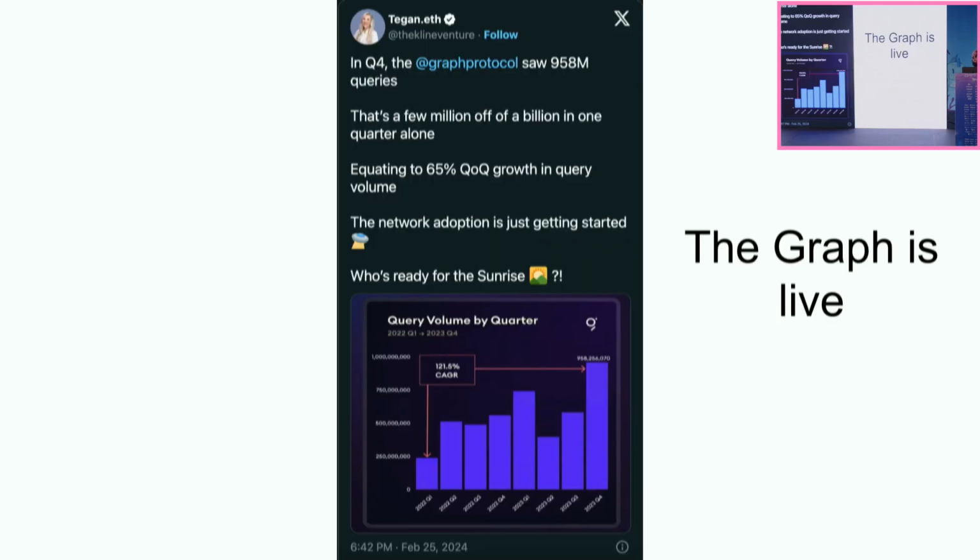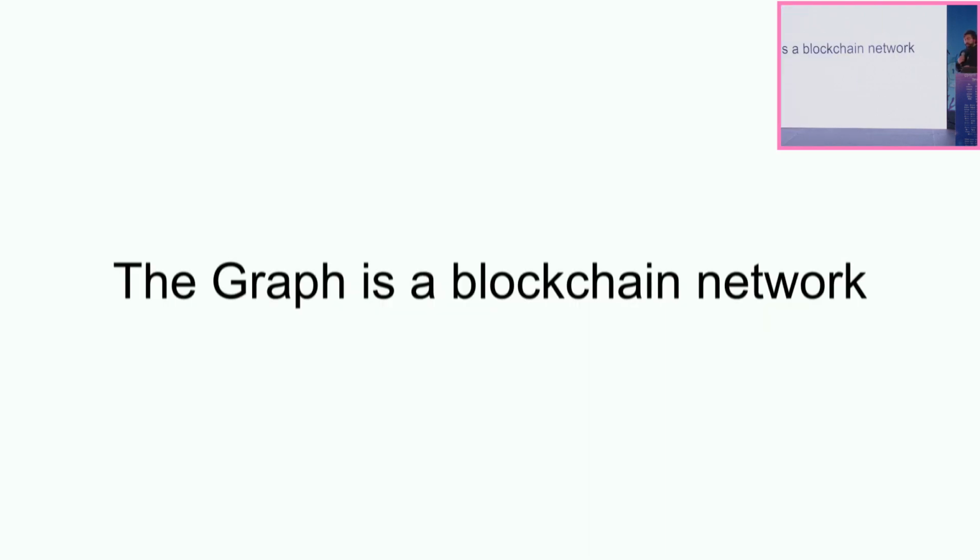The Graph is live, right? The Graph is running. This past Q4 saw almost 1 billion queries. So it's out there, it's being used. And then here's an important thing, at least to me: The Graph is a blockchain network. So here I'm borrowing phrases.